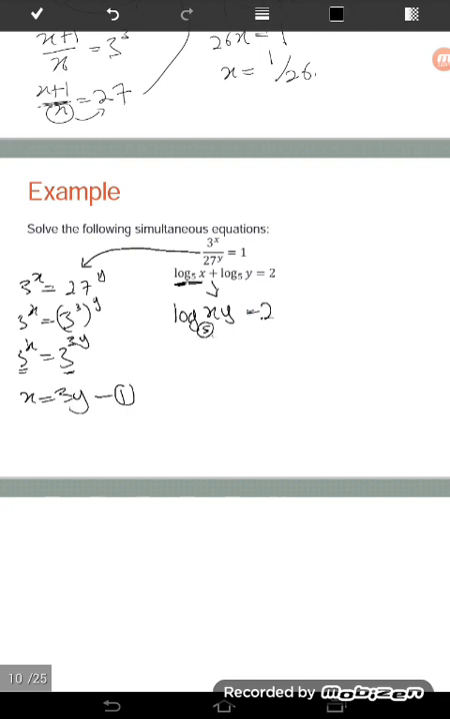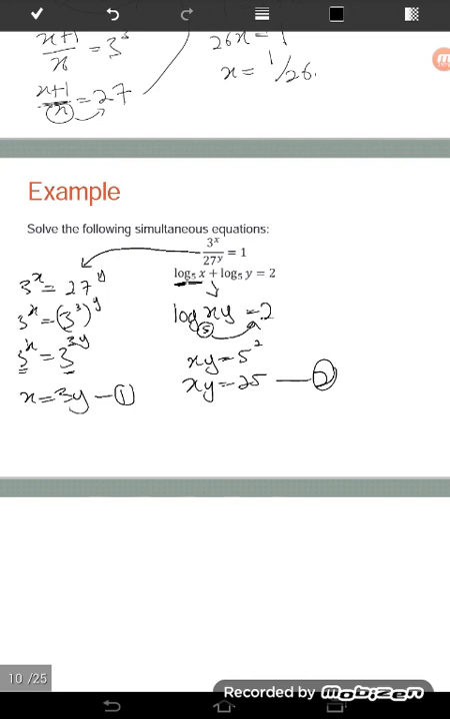And then this base we bring to the right. So 5, we take the power of 2 up. So xy is equal to 5 power of 2. So xy is equal to 25. So this one is equation number 2.